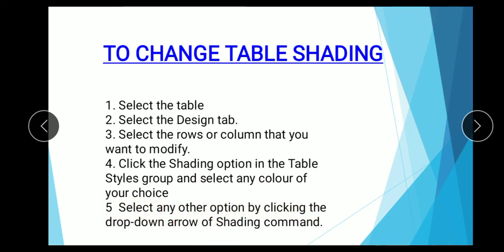Means first you select the table, and then select the design tab. And third, select the row and column that you want to modify. Means you provide the shading. Step 4, click the shading option in the table style group and select any color of your choice. And step 5, select any option by clicking the drop down arrow of the shading command. Then your table changes according to your requirement.